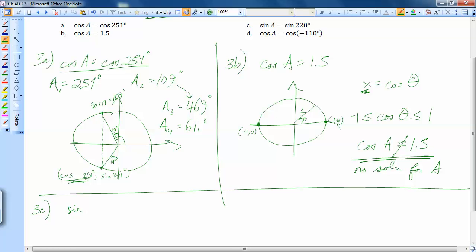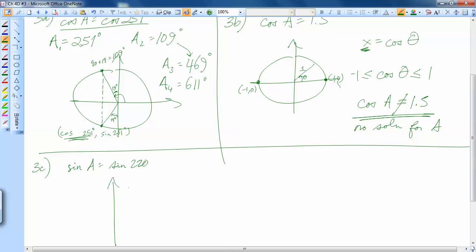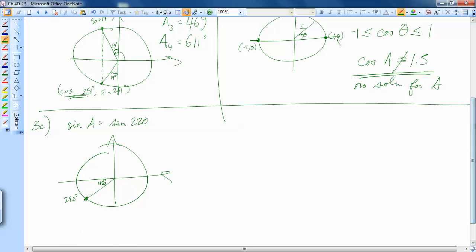Okay, in 3C, we've got sine A equals sine 220. Okay, well, the most obvious answer there, 220 degrees, which will put us about here. Which is also 40 degrees away from the x-axis here. And since it's a sine value, the sine is the y value on the unit circle. So we're going to get the same y value right here, 40 degrees away from the x-axis again. Well, this is 360, so if I subtract 40, I'll end up at 320. So sine 320 and sine 220 give you both the same values.